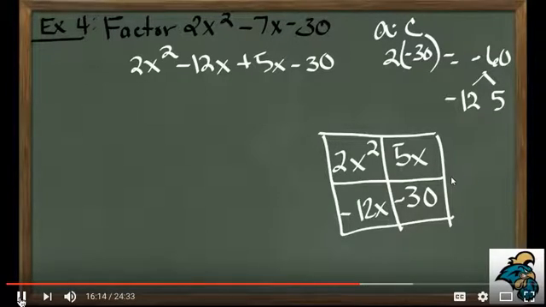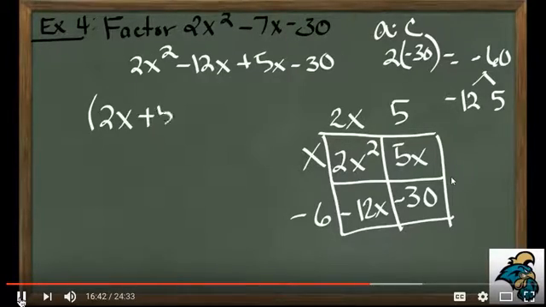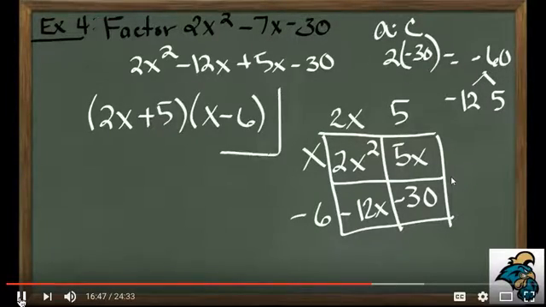So again, we factor the greatest common factor out of each column and each row. So here, the greatest common factor is 2x. The greatest common factor here is 5. Greatest common factor here is x. And again, 2 negatives, we have to remember to factor out a negative. That leaves me with negative 6. So this factors to 2x plus 5 times the quantity x minus 6.